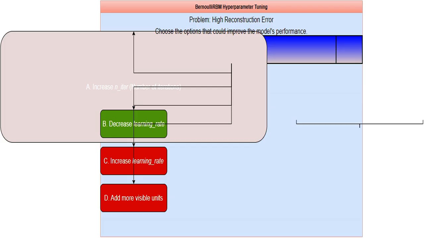We can try increasing the n_iter parameter. This is like giving the model more time to learn. More iterations might help it find a better fit to the data, reducing the error.